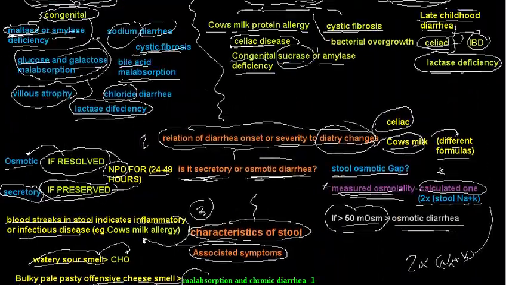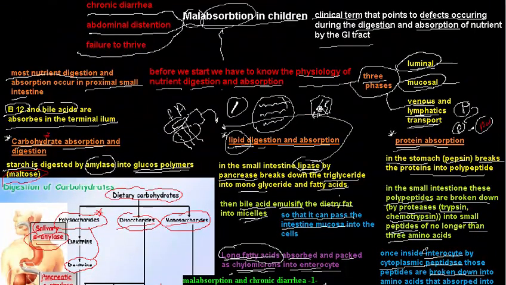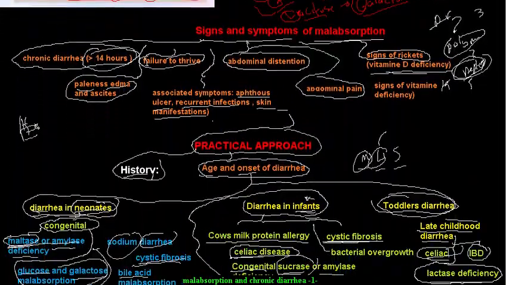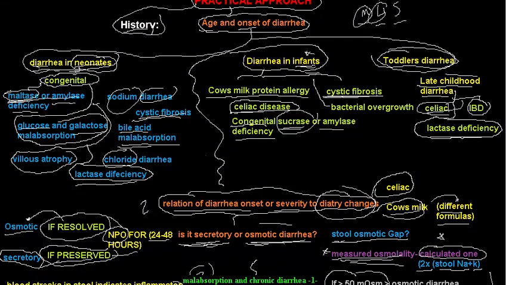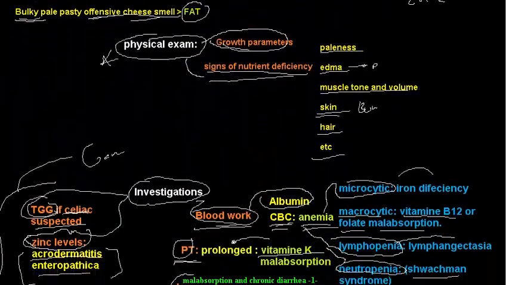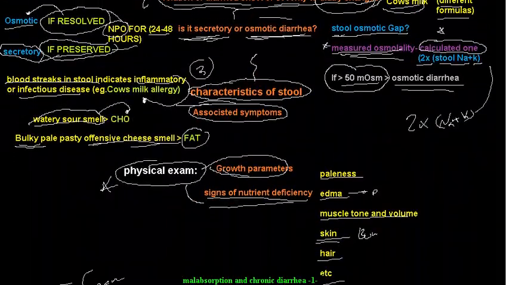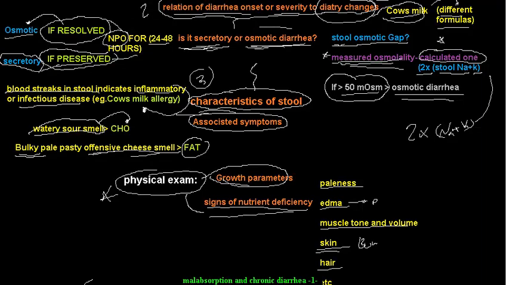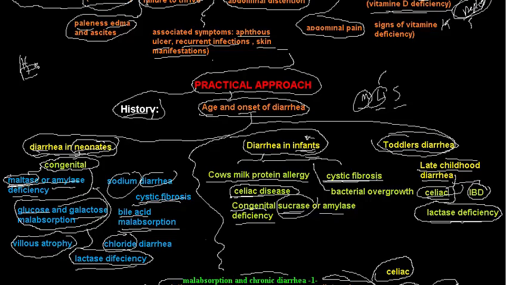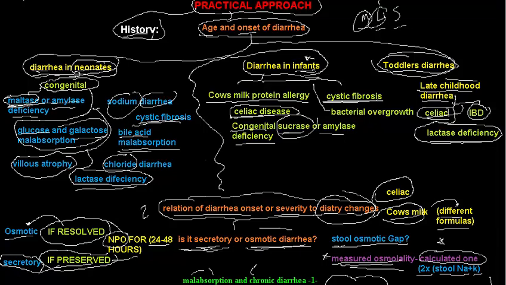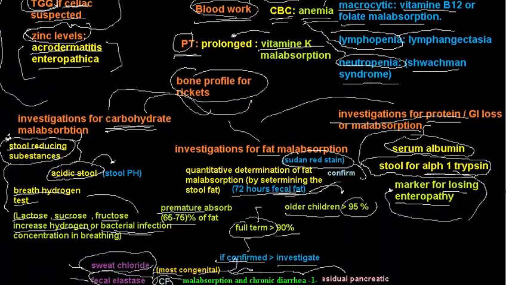So this is all about the general concept of malabsorption: the definition, the physiology of absorption, the signs and symptoms of malabsorption, the practical approach, the history, physical examination, and investigations. In the subsequent videos, I'm going to get into details of the diseases that may lead to malabsorption. I'm going to talk about celiac disease, cystic fibrosis in a separate video, cow's milk allergy, lymphangiectasia, and other things.